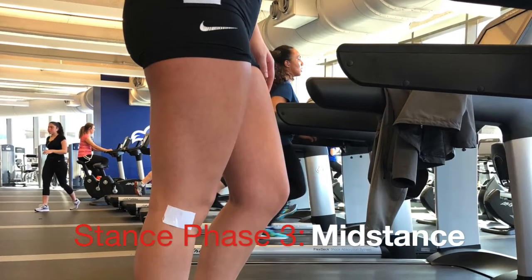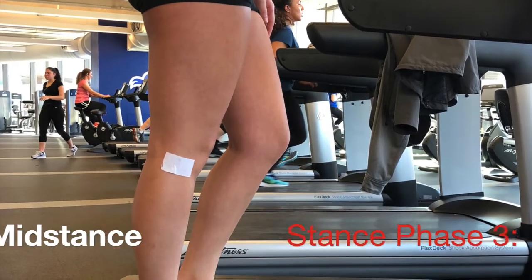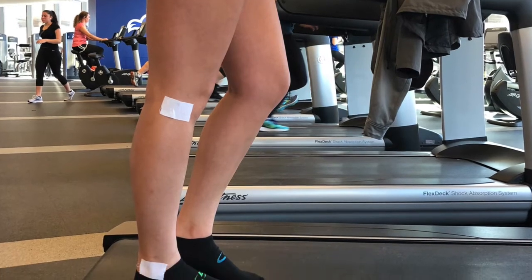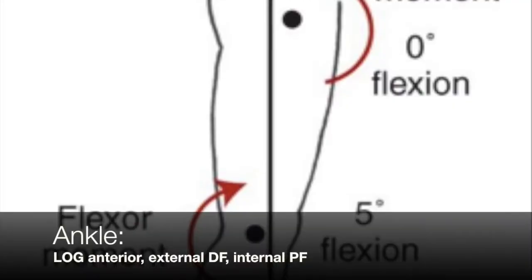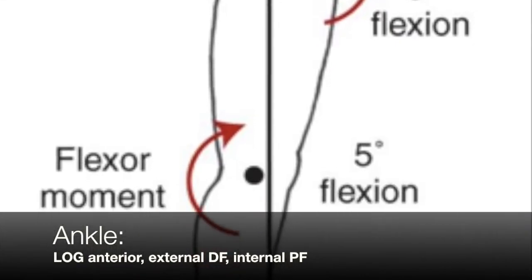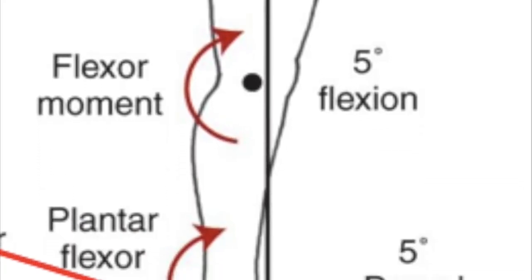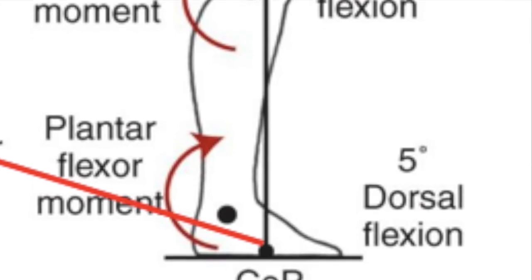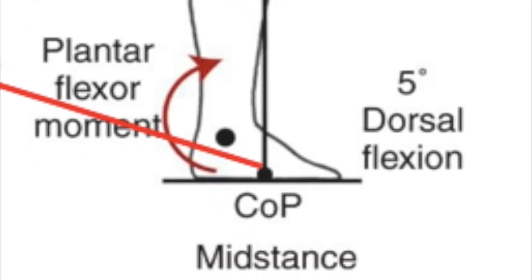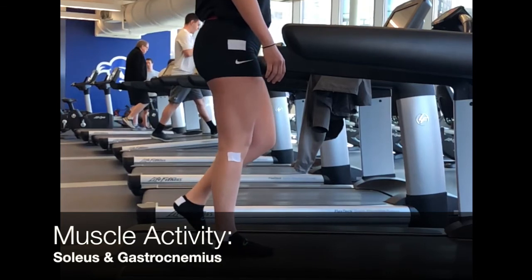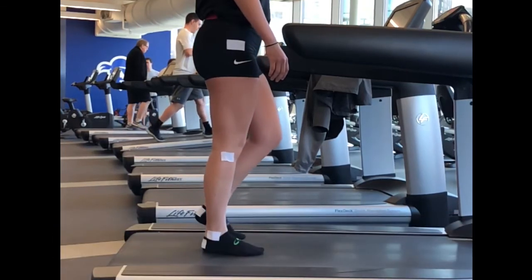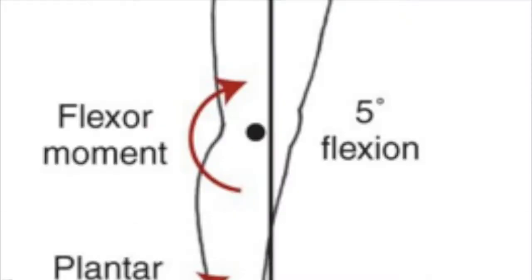The third event of the stance phase is known as mid-stance, and it's the point where the weight of the body is directly over the supporting extremity and single limb support. During mid-stance, the line of gravity moves anterior to the ankle, so there is now an external dorsiflexion moment countered by an internal plantar flexion moment. The soleus and gastrocnemius serve to control the forward progression of the tibia while the body continues to move forward.